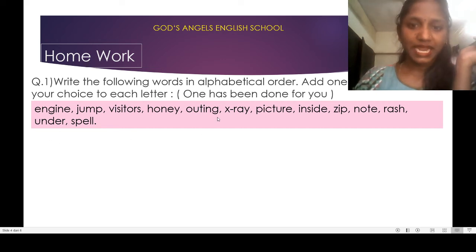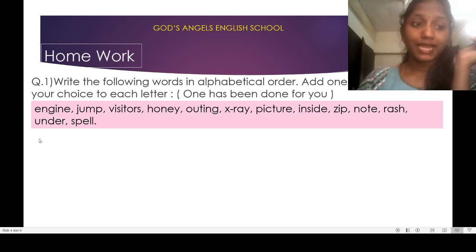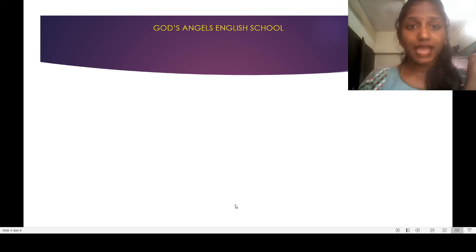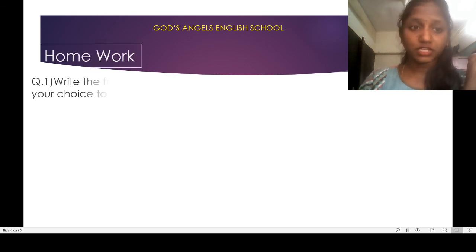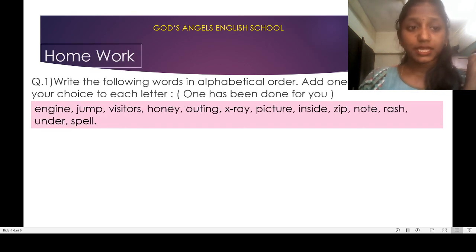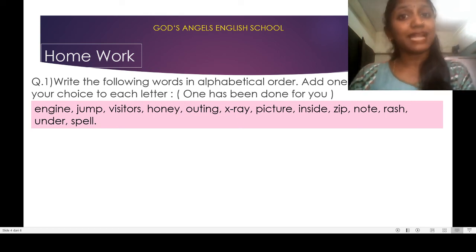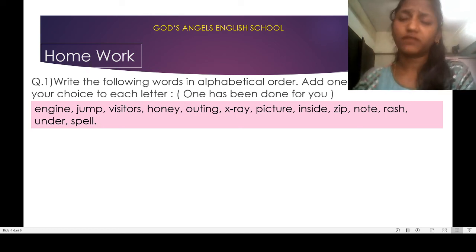So is there A? No. B, no. C, no. D, no. So there is E. So write here E. Then see whatever letters are there. As I have written here, I have first mentioned the letters that are present, the alphabet letters. Then I have put the word. So you have to first mention those alphabet letters, then arrange them, and then put one word of that letter of your own choice, whatever comes to your mind.